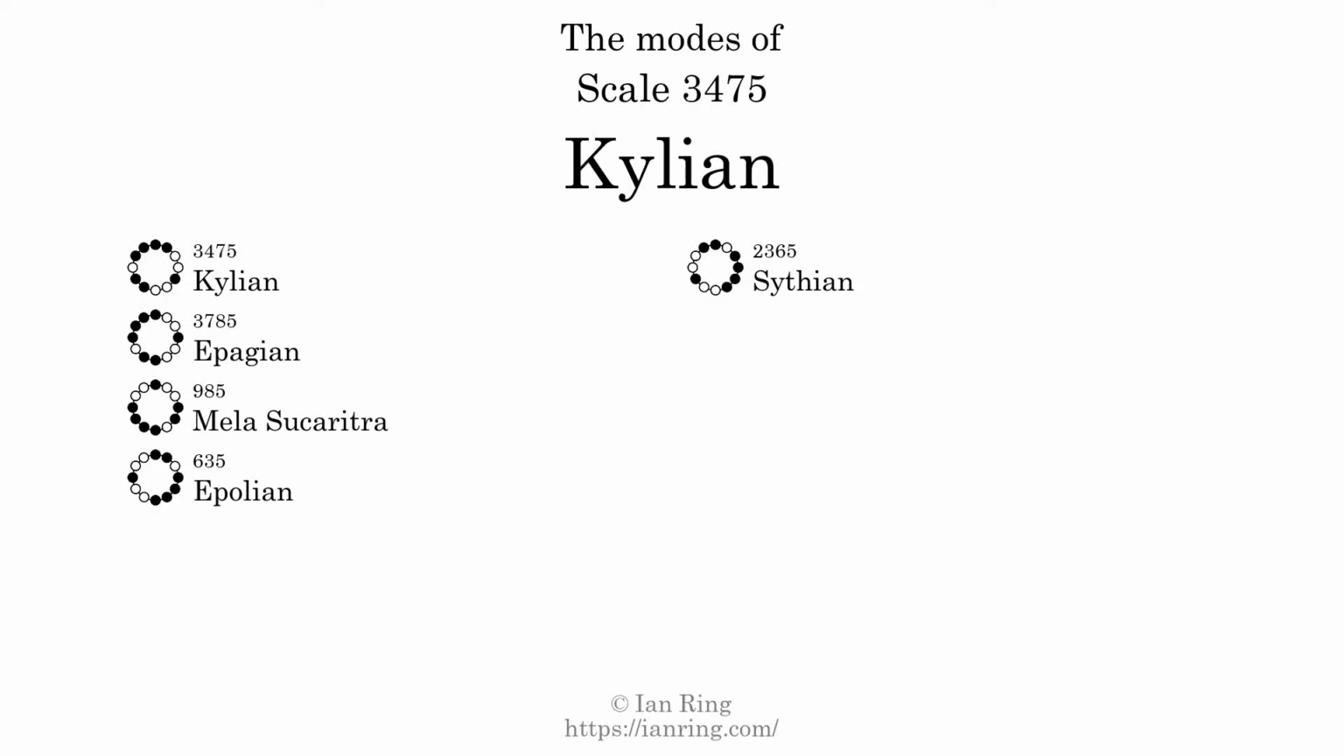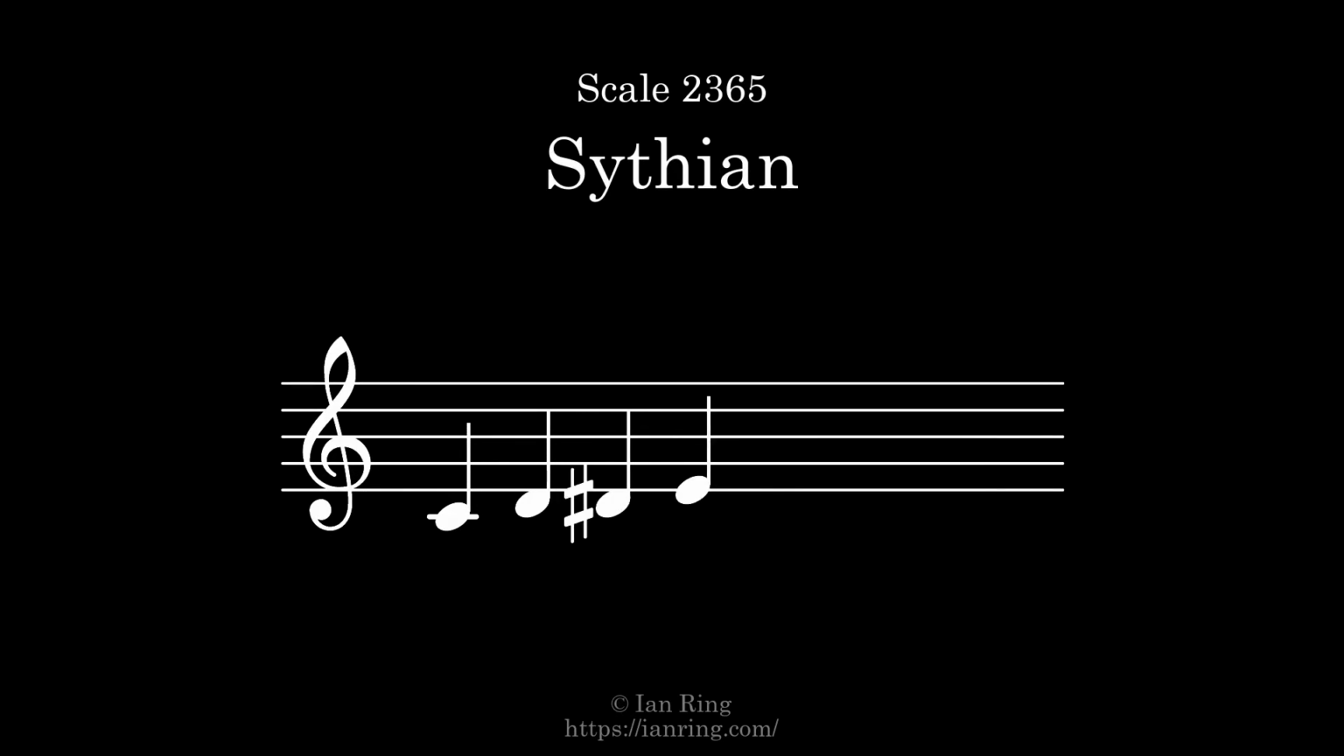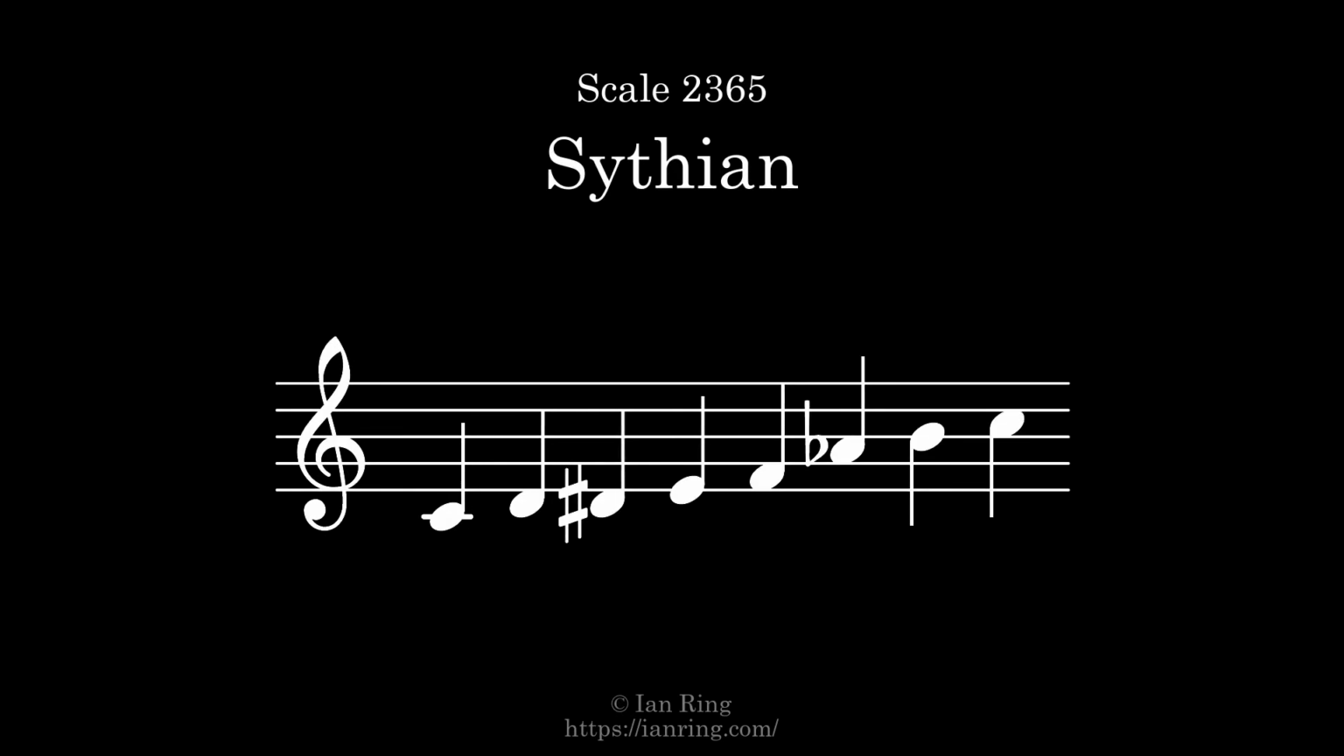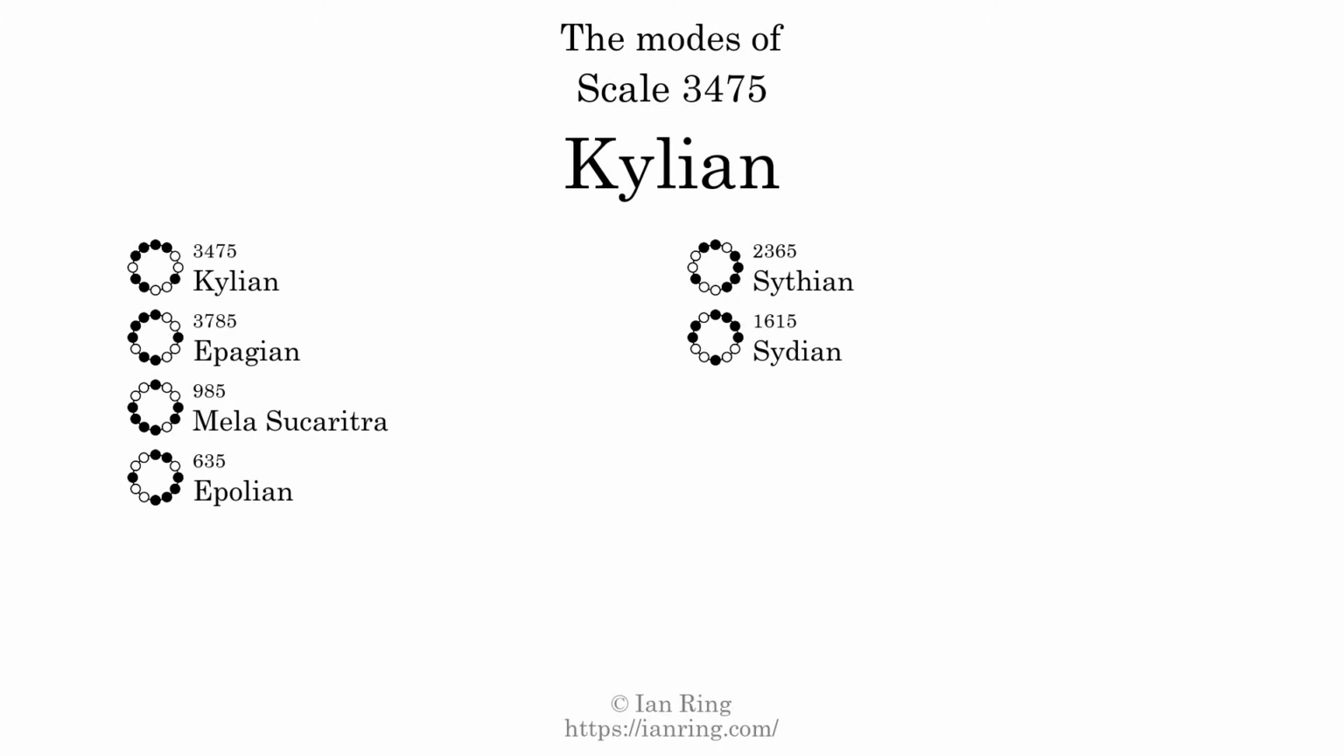The fifth mode is scale 2365, also known as Cythion. It sounds like this. The sixth mode is scale 1615, also known as Cythion. It sounds like this.